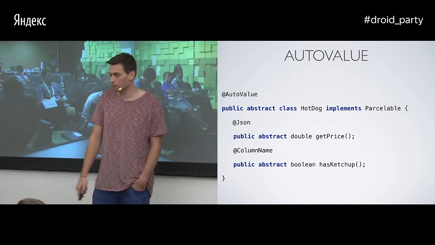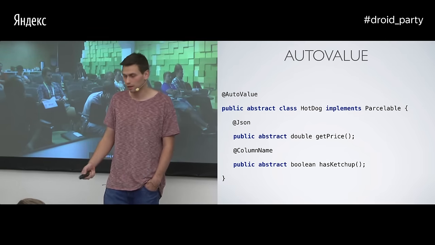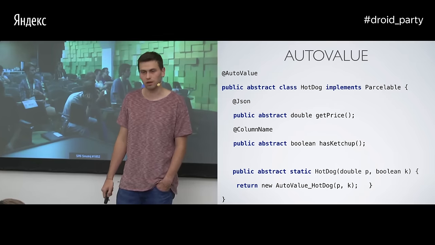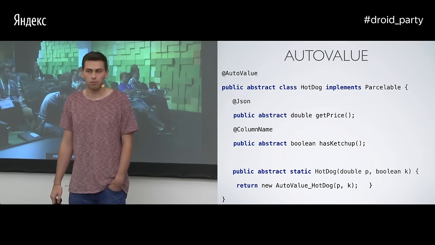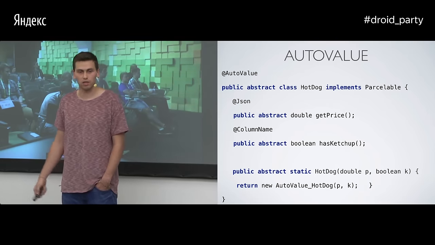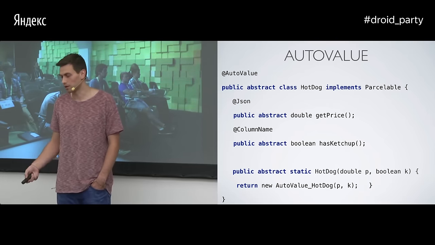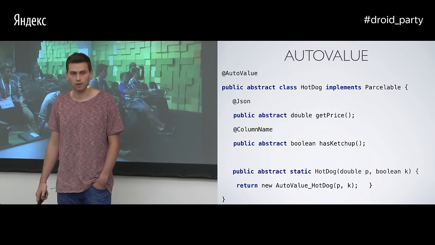But actually, how does this work? This class is an abstract class. So who is actually implementing that? That is the AutoValue_Hotdog class. AutoValue_Hotdog has package visibility, so it's only visible to this package. And that makes the whole thing immutable, because you are always programming against Hotdog. Yeah, do you get it?